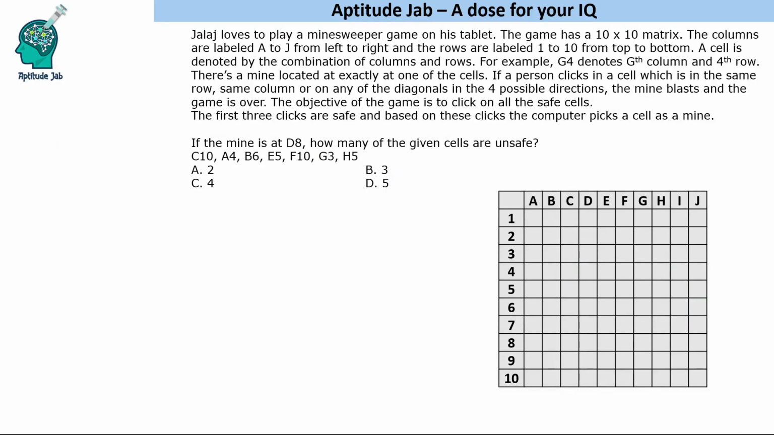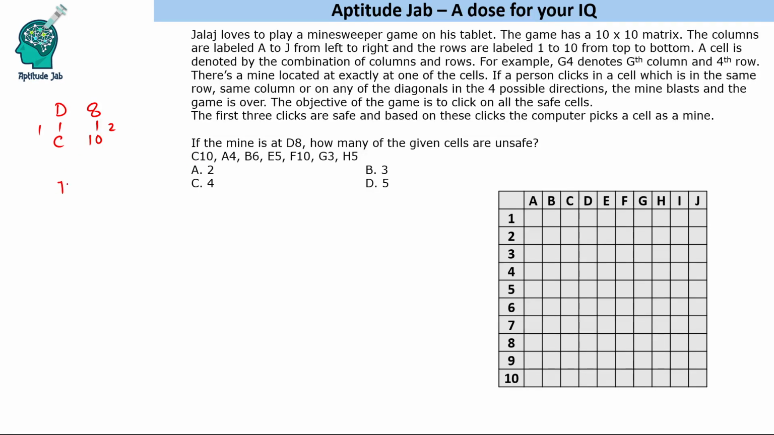If the mine is at D8, how many of the given cells are unsafe? Okay, so unsafe we have to find. So we'll apply the same logic. D8: from D to C, how much is the difference? There is a difference of 1, and from 8 to 10 there is a difference of 2, right? So is it safe? Yes, it is safe. It is not unsafe, right? So we have to find unsafe ones. Okay, so unsafe no, this is safe.